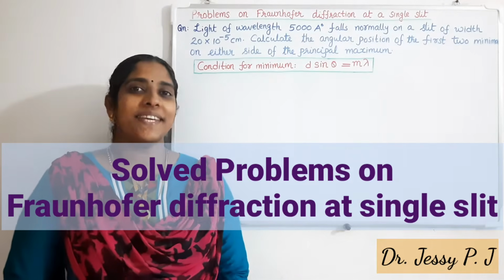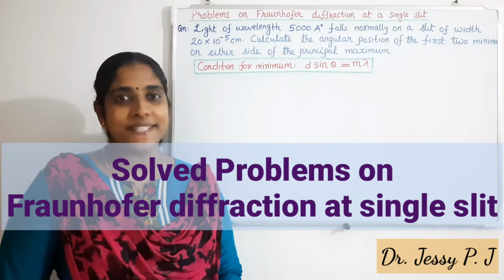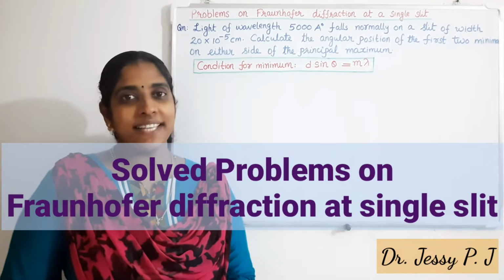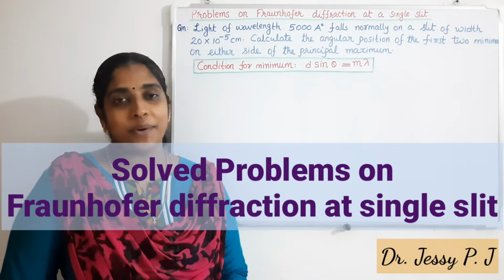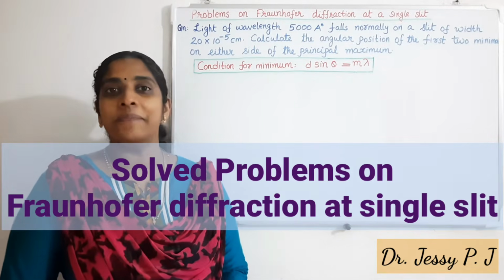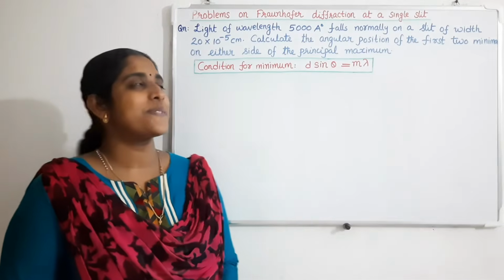Hi all, today we will discuss the problems based on Fraunhofer diffraction due to single slit. The theory we have seen in the last video. In this topic, the problems are mainly based on the condition for maximum, minimum and linear width of the central maximum. See the first question.